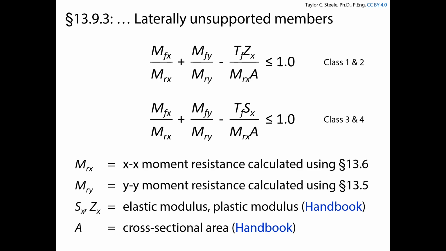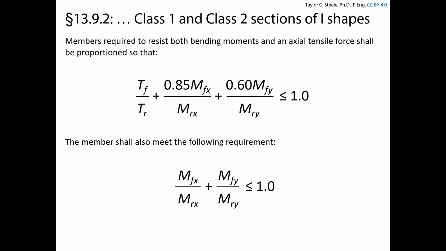If we have a class 1 or 2 section, we can simply replace S with Z, both in the moment resistance calculations and in the interaction equation up here, TFZ over MRX over A instead of TFS. Okay? So we still have the stability check where we're adding the stresses using linear elastic superposition. For class 1 sections, we just replace S for Z. Should be pretty clear so far.